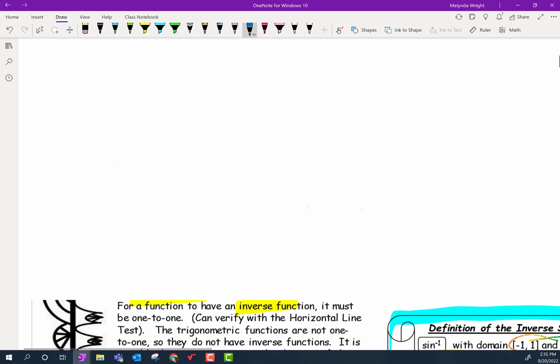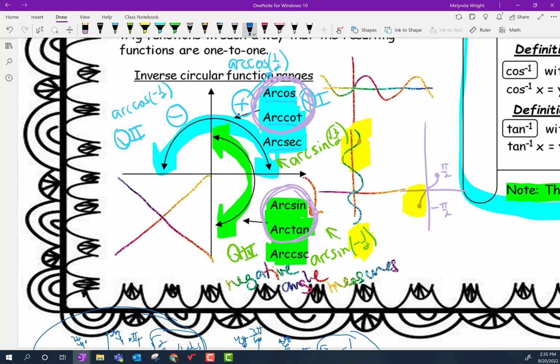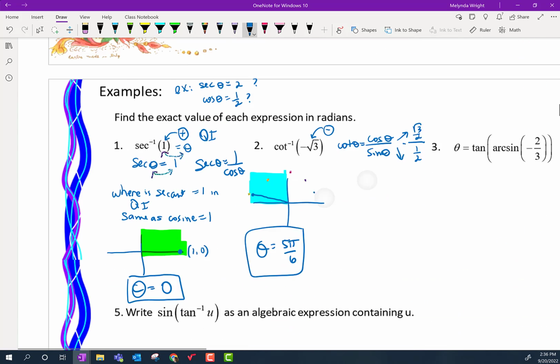If we go back to this little guy right here, we see the arc cotangent is only allowed to be in the first and second quadrant. The first quadrant would be where the argument was positive, and the second quadrant would be where the argument was negative. So we would have to memorize this. You would have to memorize this schematic. All right. Let's go back.